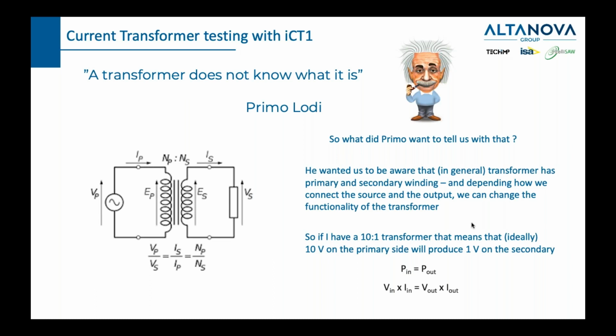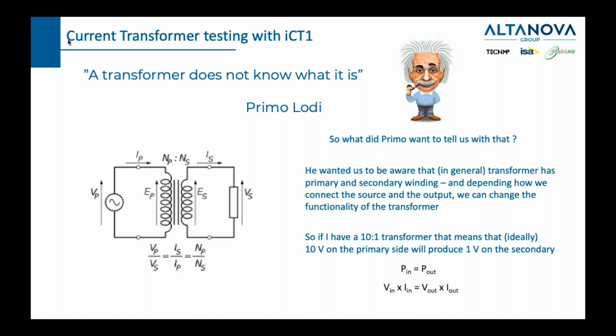So what did he want to tell us with this? He wanted us to be aware that the transformer has always a primary and a secondary winding. And actually, depending on how we connect the source and the user, we can change the functionality of the transformer. So if we have, as in this example, a 10-to-1 transformer, that means that 10 volts on the primary side will give us 1 volt on the secondary side. We can see here in the transformer, we always have the voltage on the primary side, the current on the primary side, and then we have the ratio of windings. The ratio of windings is what defines whether this is a step up or a step down transformer.